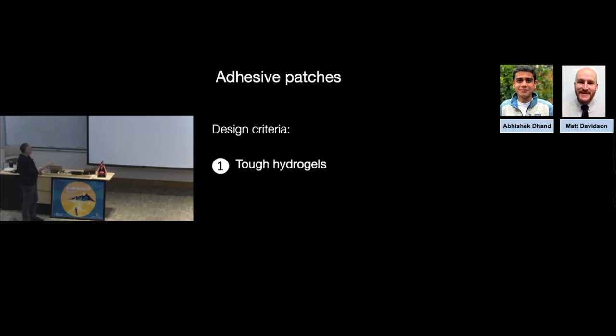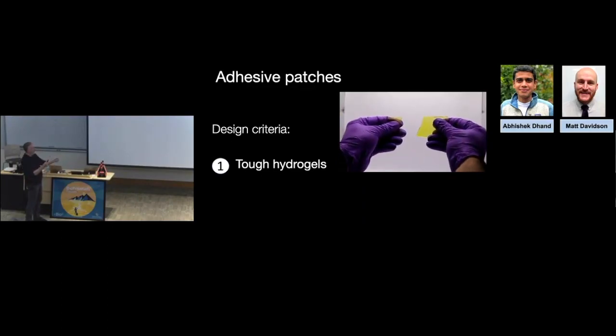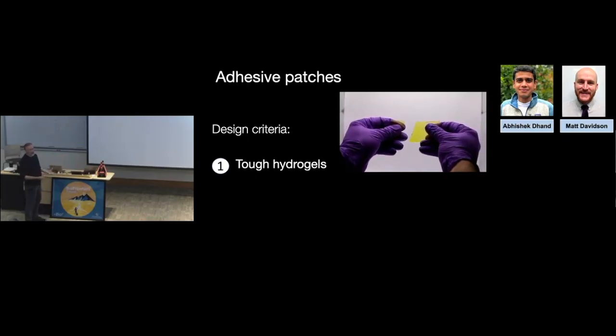The first thing is that we want hydrogels that are really tough. Toughness means that I can apply a load to that material and it can deform and stretch and not break down. This material that I'll show you is not tough. You can see you pull on it and it just fractures. That material we would call brittle. That doesn't make a very good adhesive patch because it can't move around.